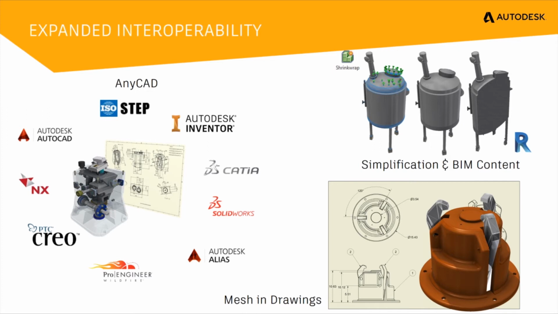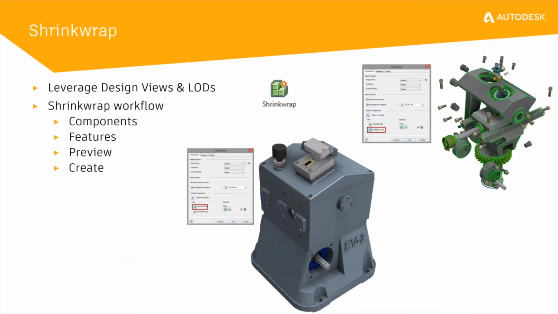We've also made it so directly through the BIM content workflows, we've streamlined the simplification tool, the Shrinkwrap tool in Inventor, and given users the ability to publish directly to Revit or IFC from within Inventor. And then lastly, with mesh files, now as you include scan or mesh data into your assembly files, you can also take them directly into your drawing environment as well. So the first thing we'll talk about is Shrinkwrap.